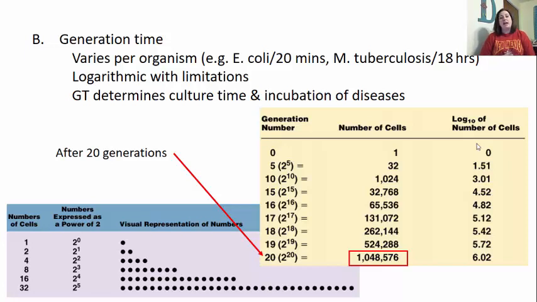The generation time determines the culture time and also the incubation of diseases. How long does it take when you have been exposed before you start seeing actual signs and symptoms of you being sick? Because you have to have enough time for that organism to replicate in order for you to see that you are now sick. Okay, so if you take a look here, this shows you that after 20 generations, there are over 1 million of these cells. So they can actually grow very, very quickly.